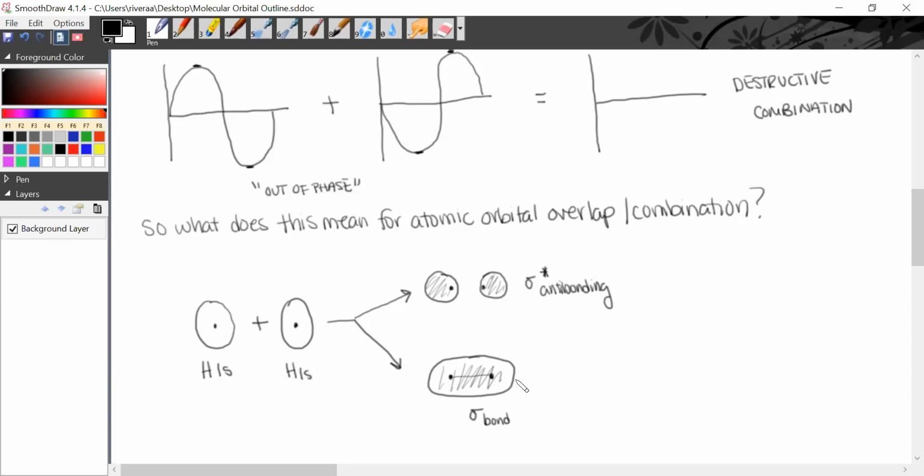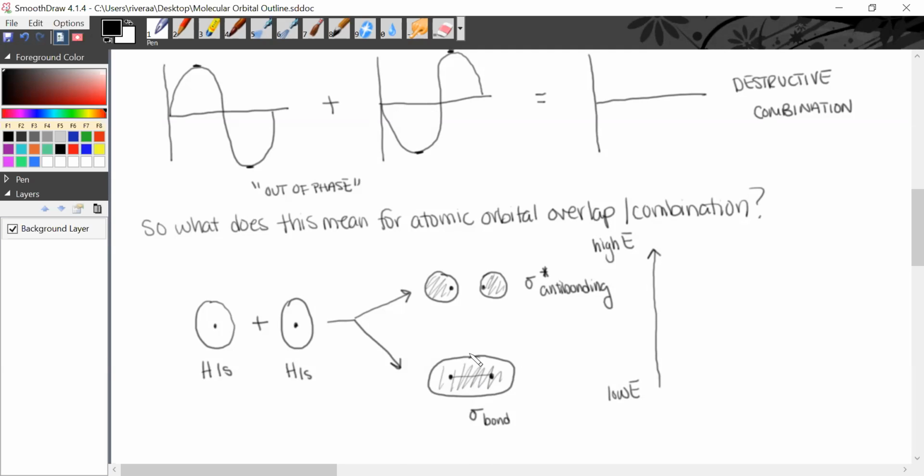Okay. Now, the reason why I drew this one down here and these two up here is because the bond is favorable. And so this is lower energy, like this is like an energy diagram going from low energy up to higher energy. Okay.